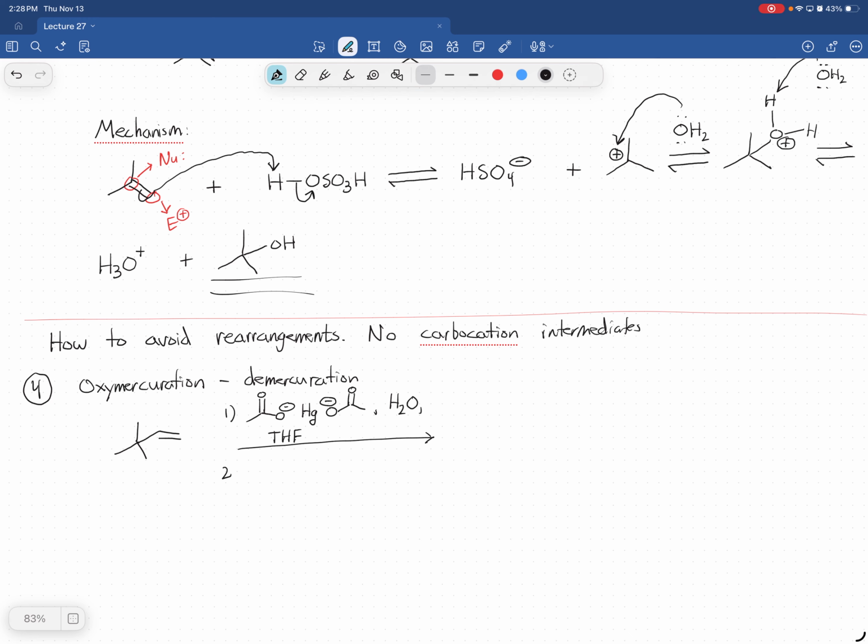All right, the second step, we've kind of seen these reagents before. You're going to reduce the mercury and add a hydrogen atom to get rid of it. So sodium borohydride, and this is catalyzed in base. So there are basic conditions, sodium hydroxide and water. All right, so what you get here is just one product and there's no rearrangement, so that's pretty good. So no rearrangements.